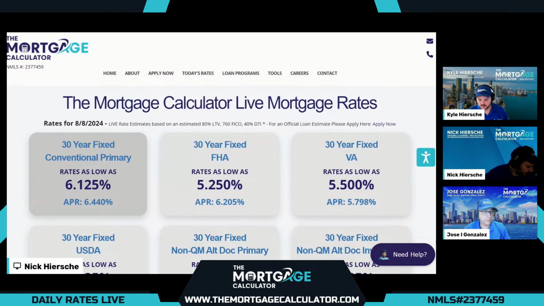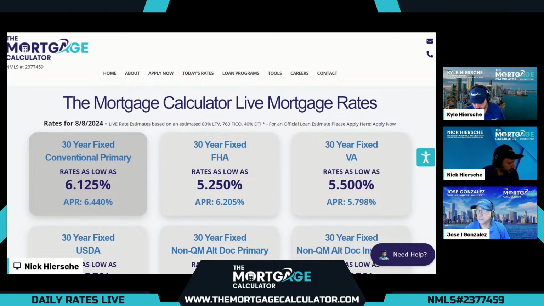So a lot of activity in the markets today. So we should see some activity. But what we have right now, first up, our 30-year fix for conventional for a primary home. Today coming in at 6.125 rate. Final APR 6.440. So again, much lower than it was even just a month ago, almost in the sevens there. So great options now for our borrowers that need that extra help.